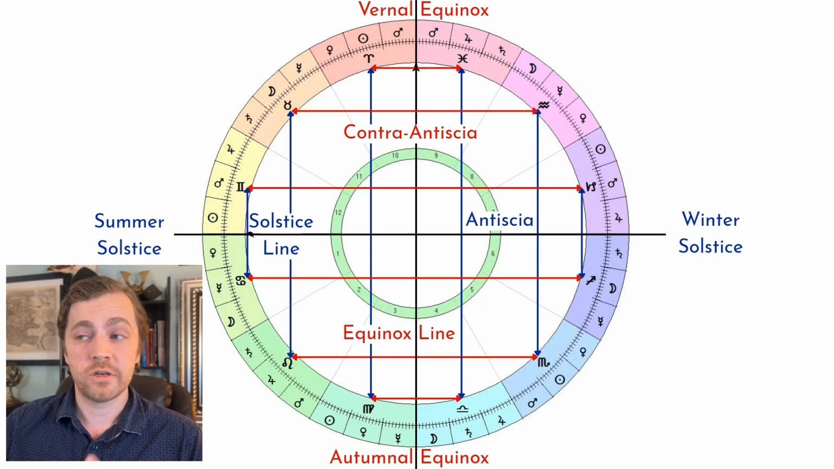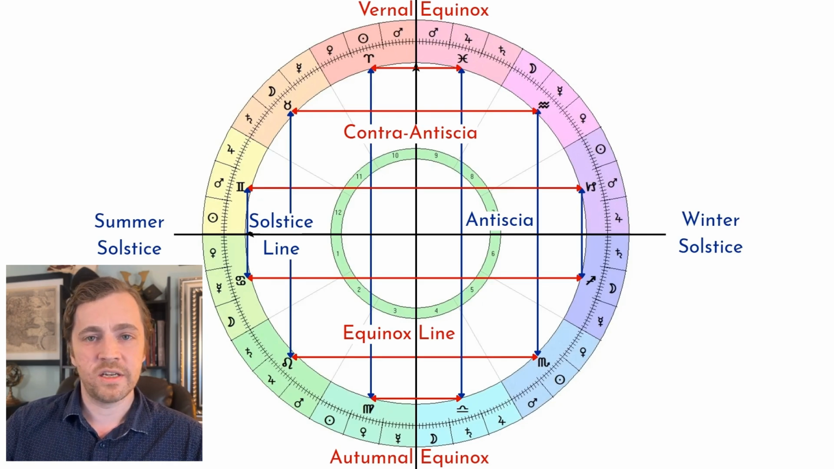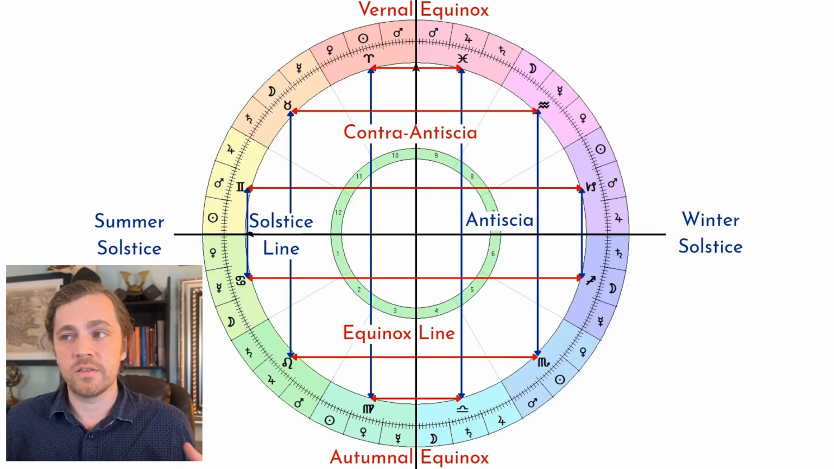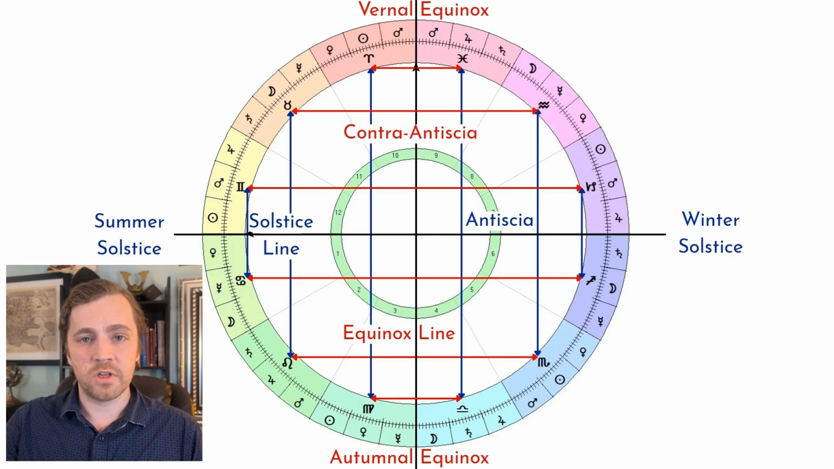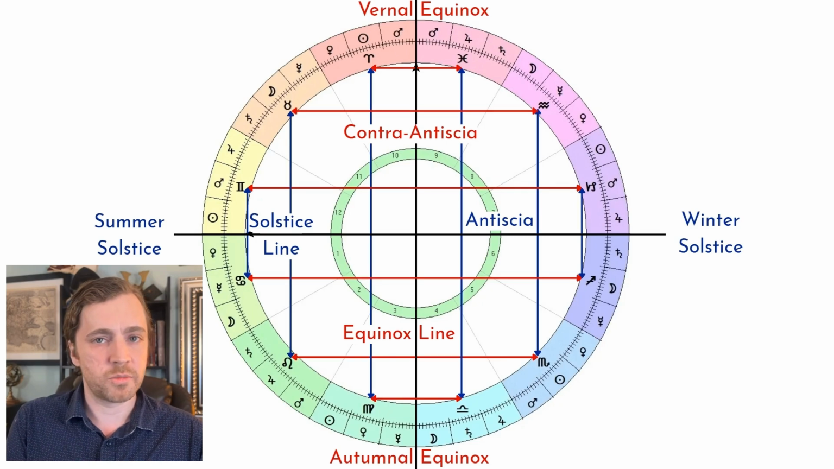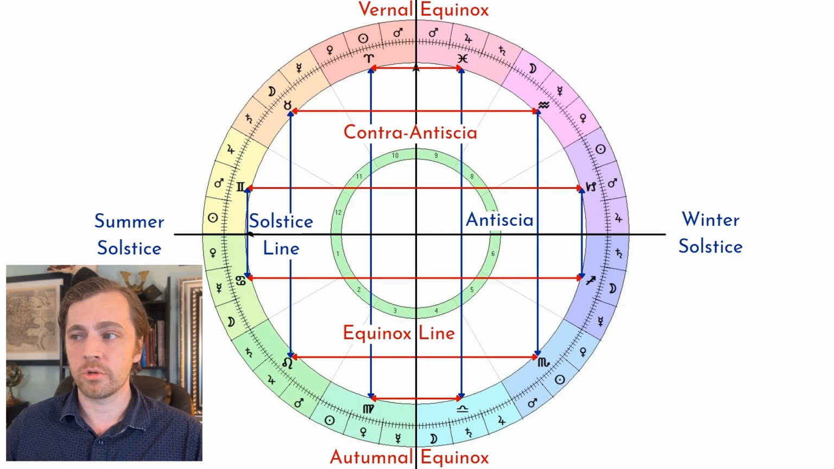While Contra-Antiscia are points which mirror each other across the vernal and autumnal equinox points. These are points which demarcate the beginning of spring and autumn, right? They are also both points in the year where the day and night are equal in length. Except when we reach the vernal equinox, when we reach spring, the day starts to become longer and longer and longer until we reach the summer solstice. While when we reach the autumnal equinox, the day starts to get shorter and shorter and shorter until we reach the longest night, the winter solstice.